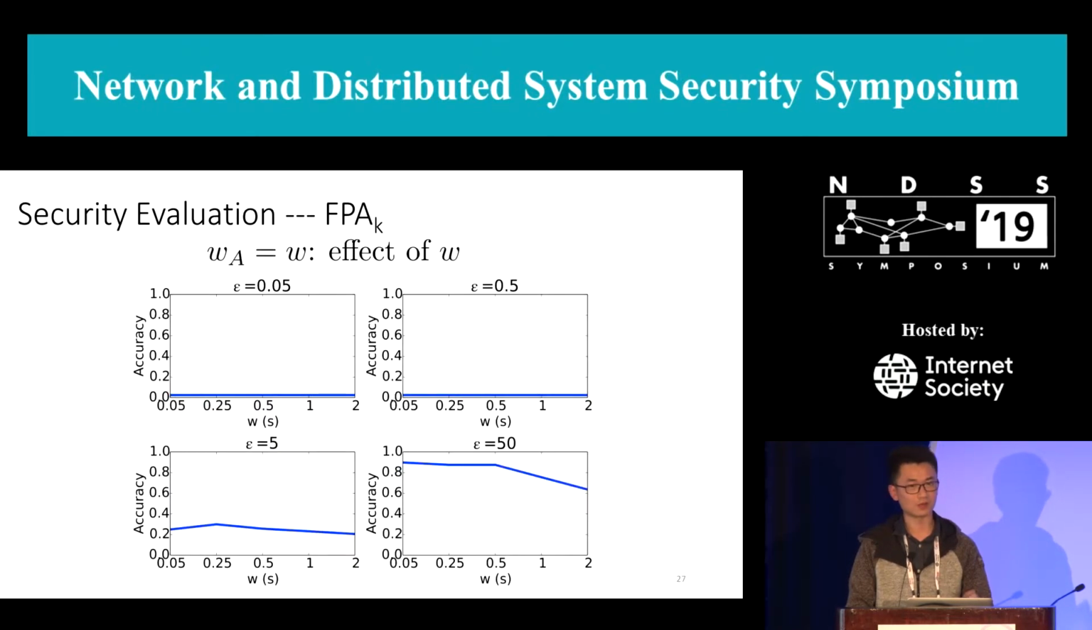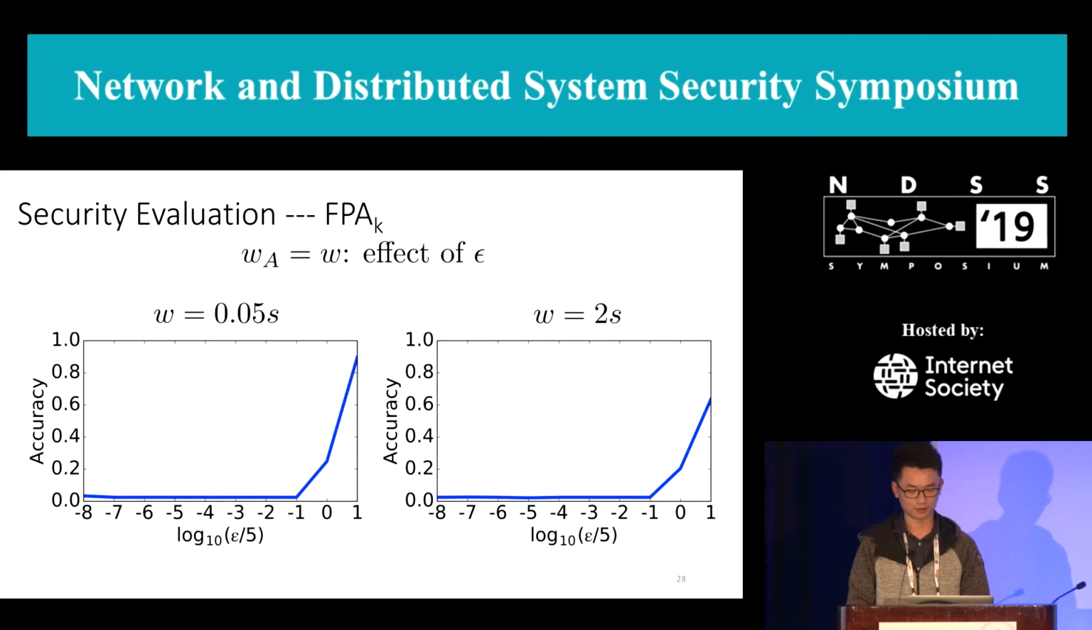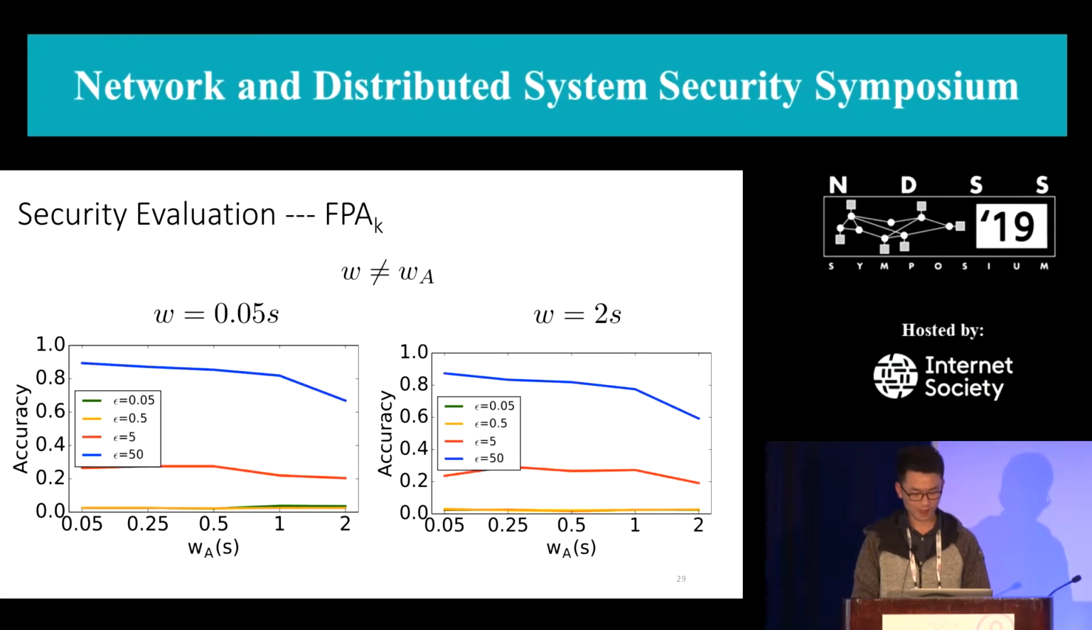So now let's look at our security evaluation. Here I will only talk about the evaluation on FPA for the sake of time. When the attacker and the defender use the same W, the W will not affect the accuracy much. To make sure the classifier has a baseline accuracy, FPA requires the epsilon to be less than 0.5. We have also considered a scenario where the attacker and the defender choose different W.